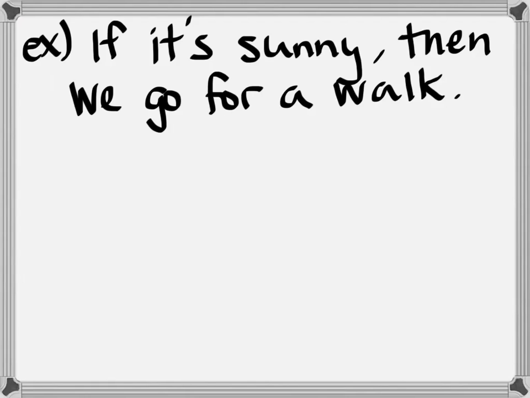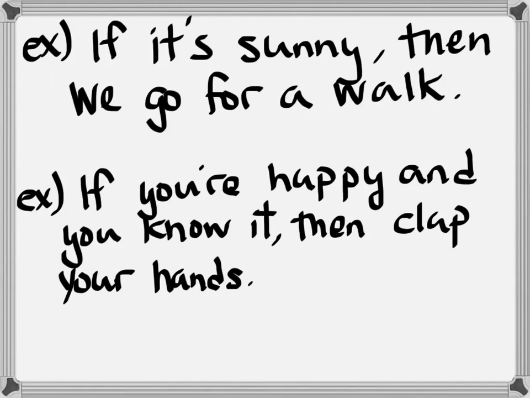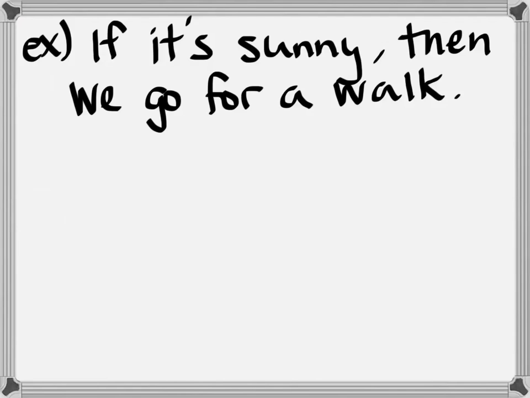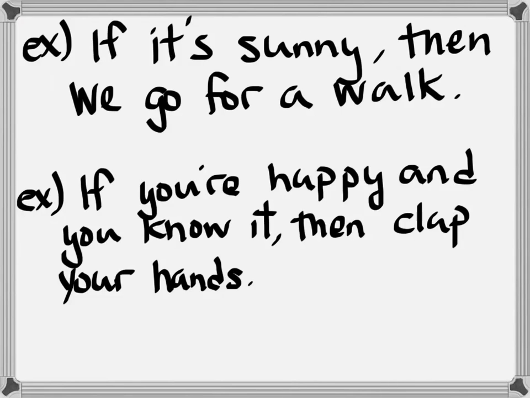So for instance, here's a phrase. If it's sunny, then we go for a walk. If we wanted to identify the statements P and Q, we could say if P then Q, it's sunny would be P, then Q would be then we go for a walk, so Q would be we go for a walk. Okay, here's another example. If you're happy and you know it, then clap your hands.